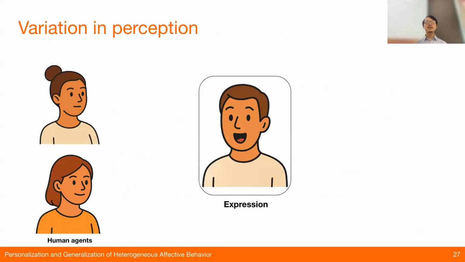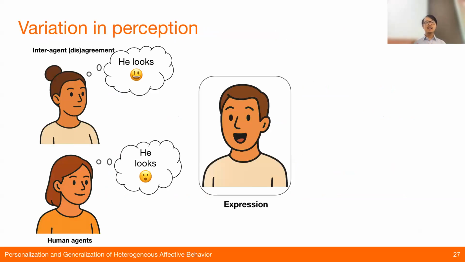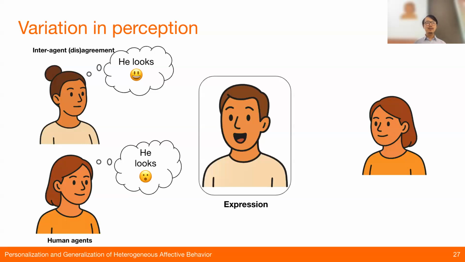So let's look at a case of variation in perception. Here, in the middle is our expression, and to your left you can see two human agents. They look at the expression and perceive what the expression is. The first agent thinks the person looks happy, and the second agent thinks the person looks more surprised. So it shows a case of disagreement, or inter-agent disagreement. Next, the same individual who annotated the expression as surprised previously might at a different time annotate the person as looking happy. So even the same person at different points of time can change their perspective.